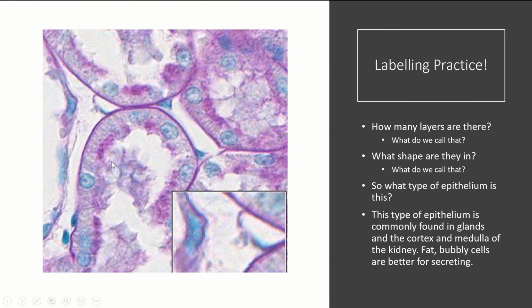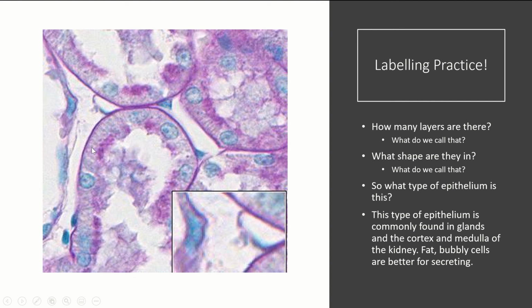Okay, so this one that we're going to be looking at, I'll show you here, this is in the kidneys. Here you can see we've got one cell layer thick, from here to here. You can only see one little nucleus, so it is one cell layer thick, so we're going to call that simple. And then the shape that they're in, they're about as tall as they are wide.